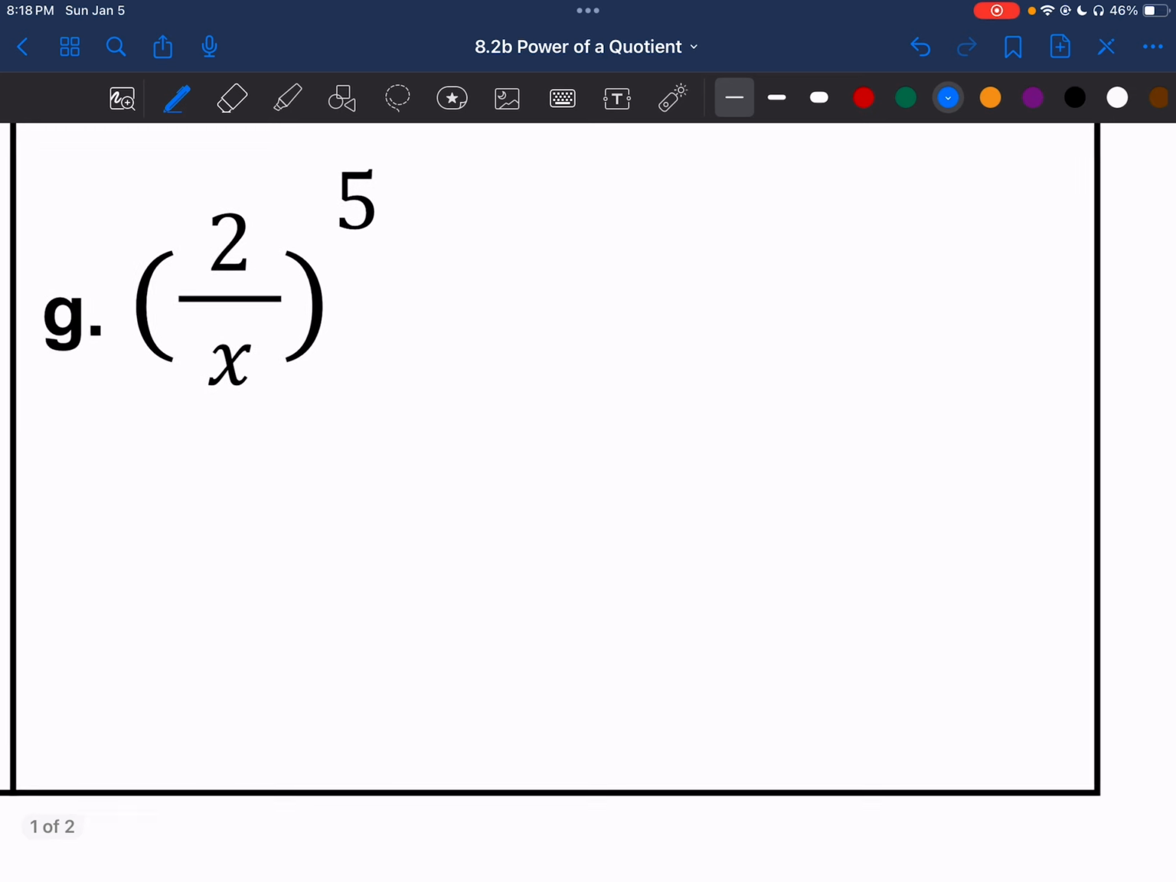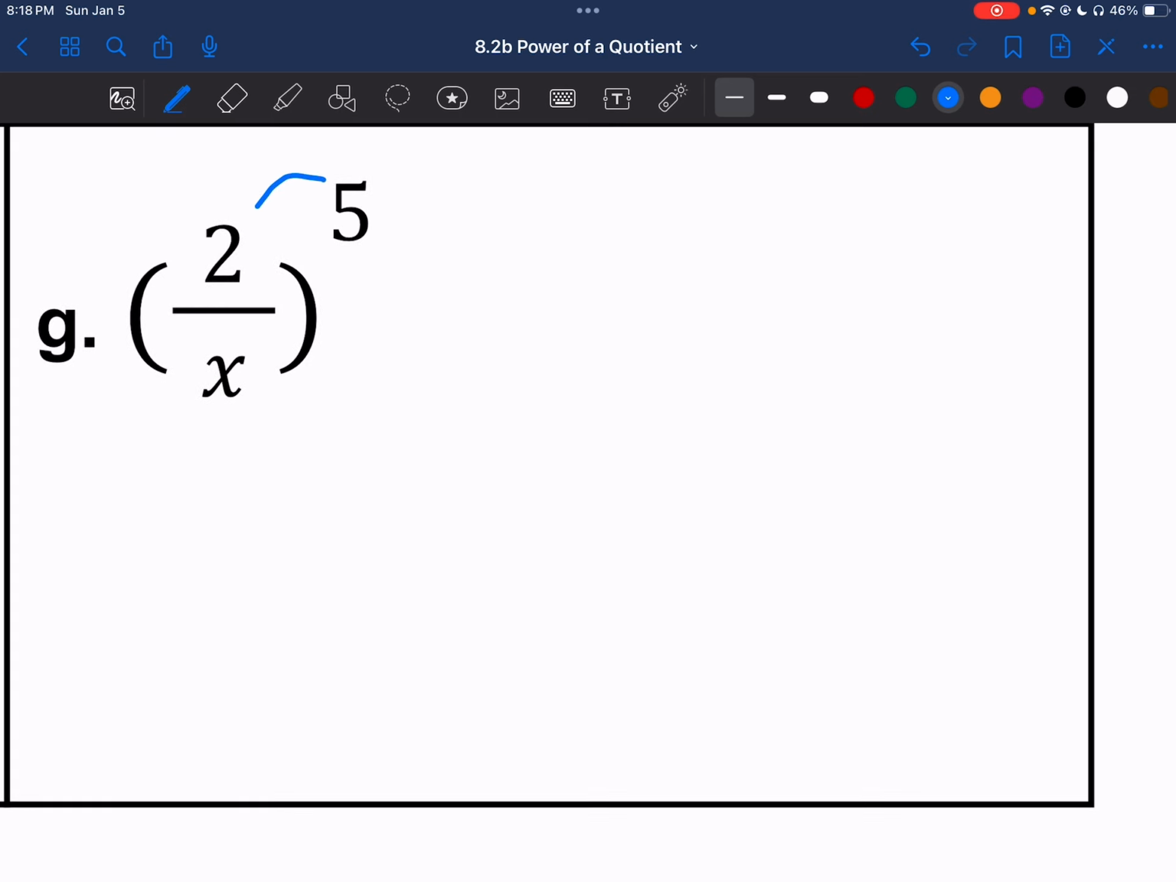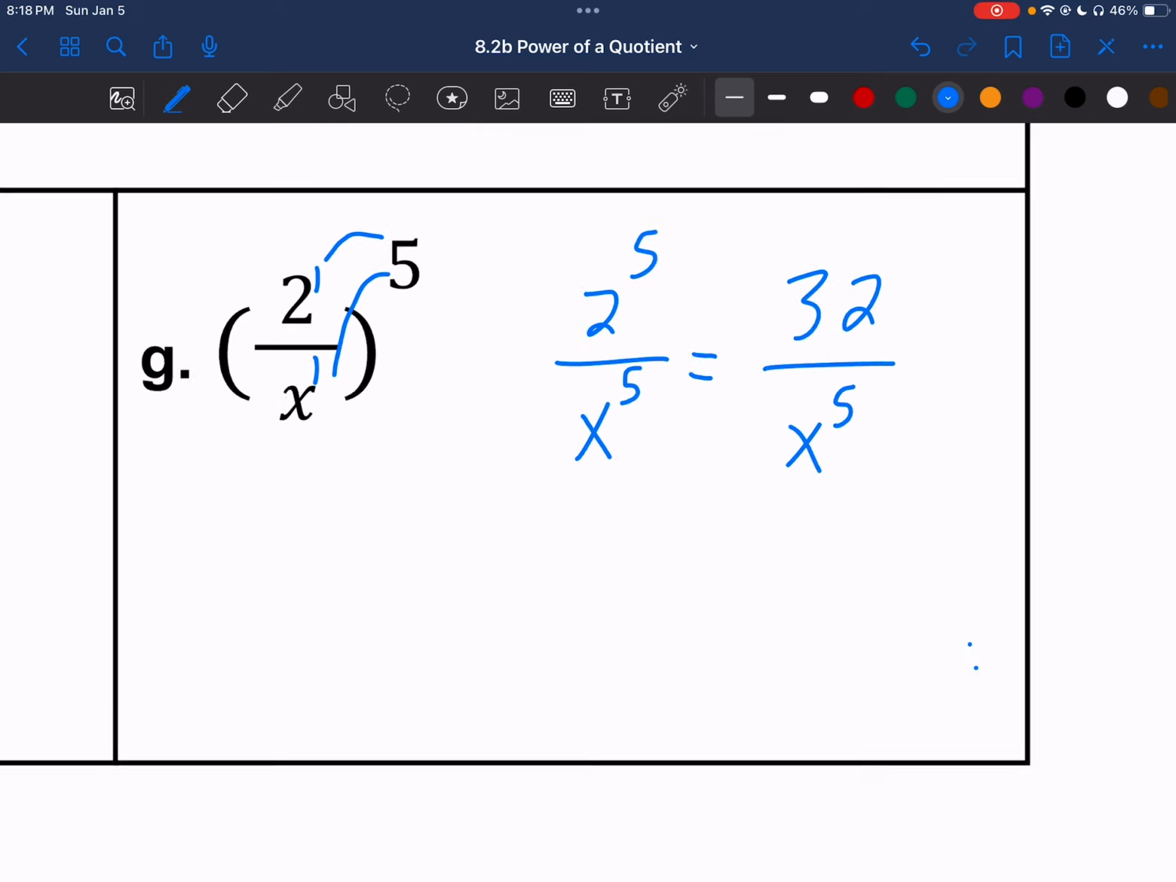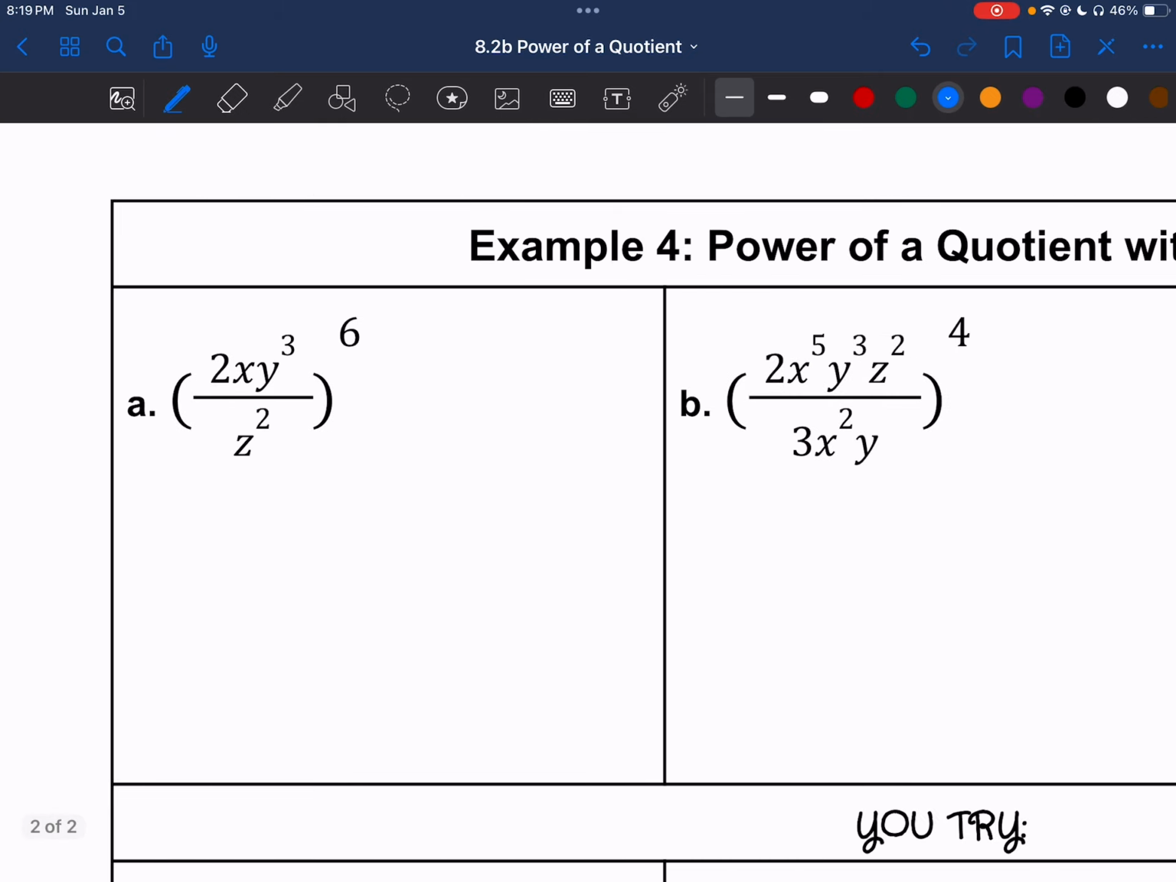Lastly, letter G, we have a 2 and an x. And we get 2 to the 5th power over x to the 5th power. 2 to the 5th is 32 over x to the 5th. We're going to move to our next page.